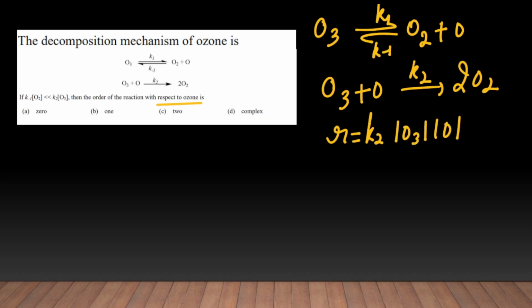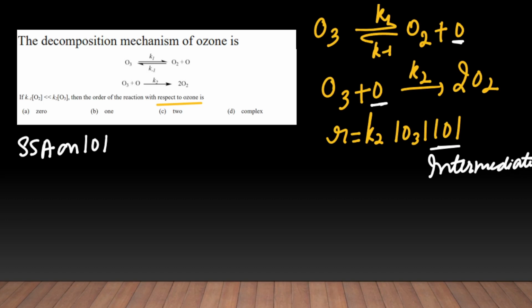Now here this O that is formed during the reaction is consumed during the course of the reaction. So this is my intermediate. We have to eliminate this. So we can apply the SSA over it, the steady state approximation on the nascent oxygen. So for this, d by dt of O we have to find out. This will be equal to 0.